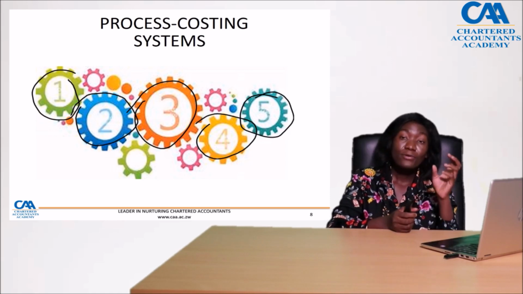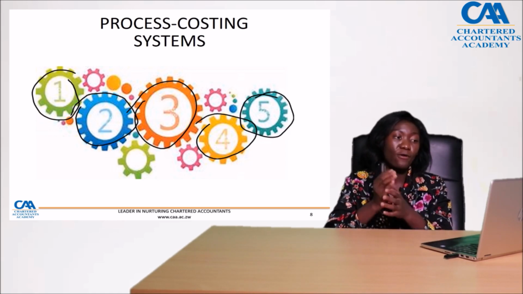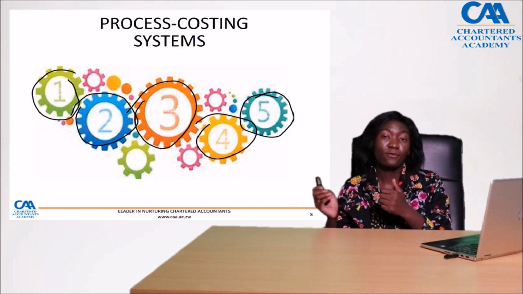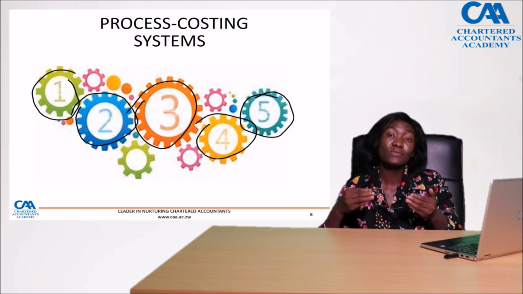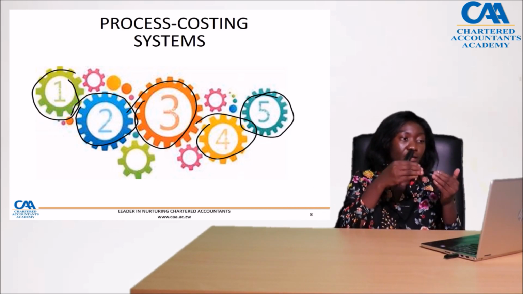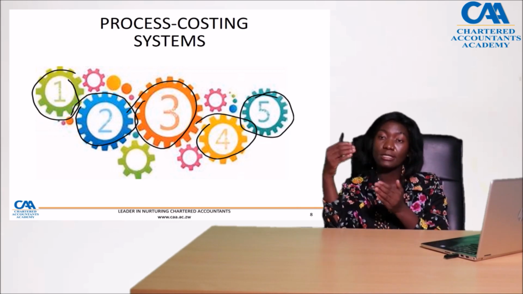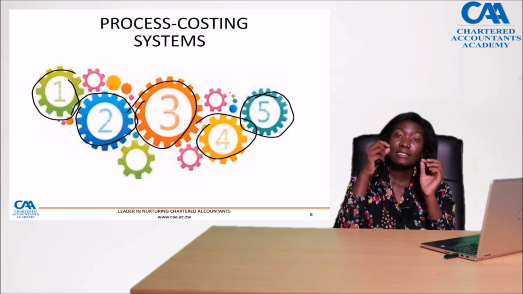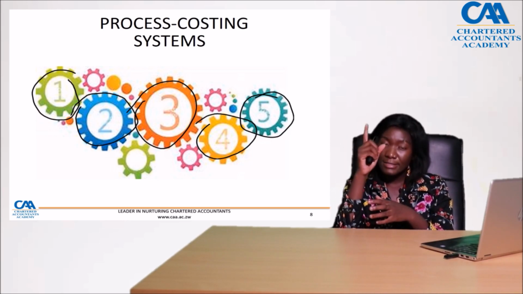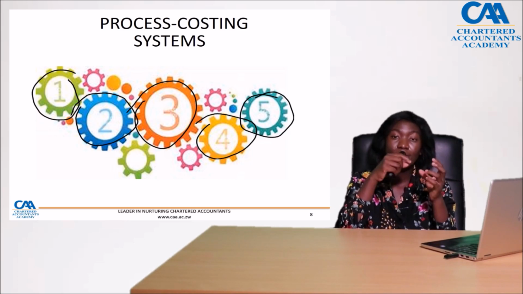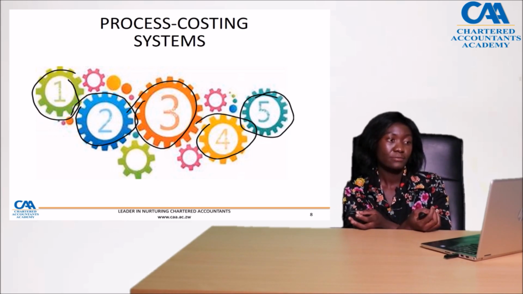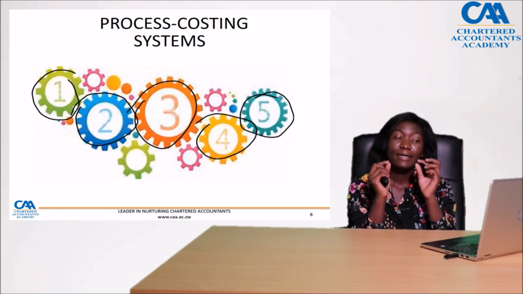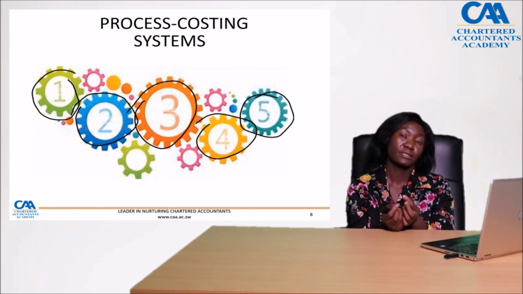Number 2, the product is carried in different stages of production in a continuous flow. Like I highlighted earlier, it's supposed to be a sequence. So each product is carried from one stage to the next in a continuous flow. Number 3, production takes place continuously except in cases where the plant or machinery are shut down. The output is uniform and all units are identical during each process.